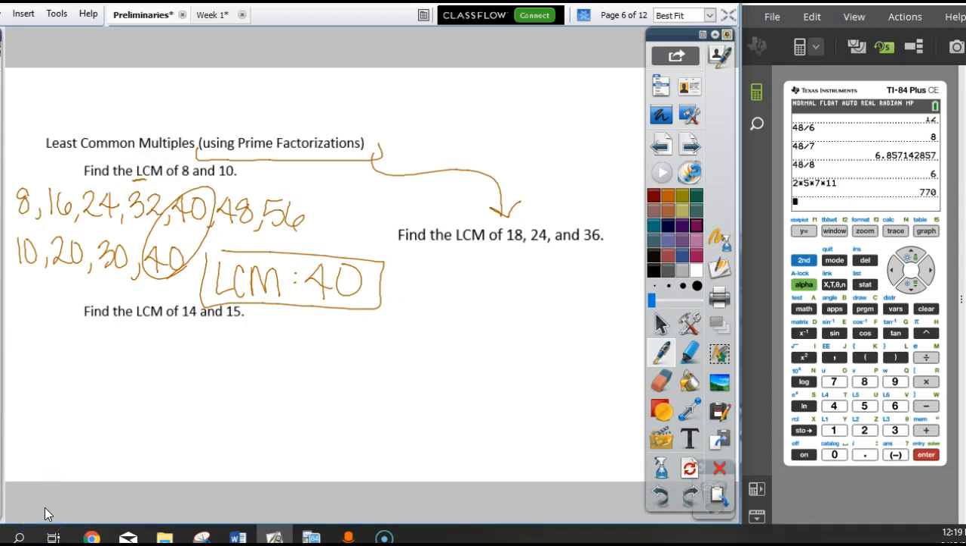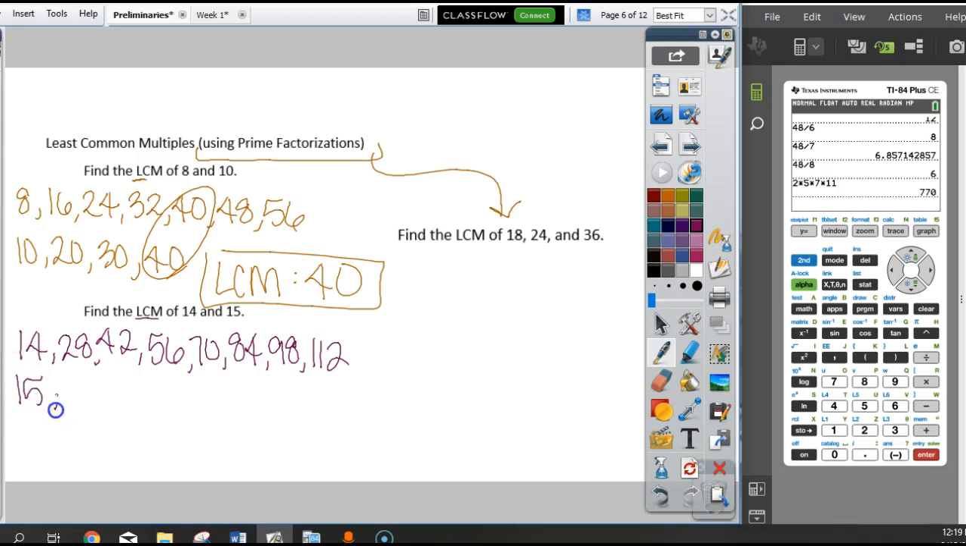So we're going to continue this process, and now we want to find the least common multiple between 14 and 15. So I'm going to list the multiples of 14. So I have 14, 28, 42, 56, 70, 84, 98, 112, and I'm just going to go ahead and stop there for right now.